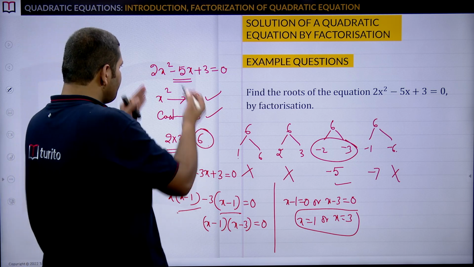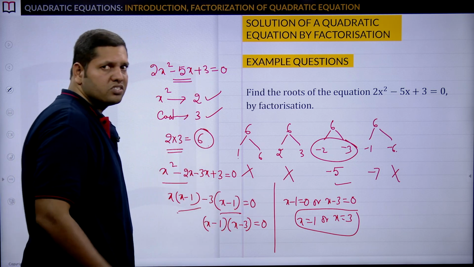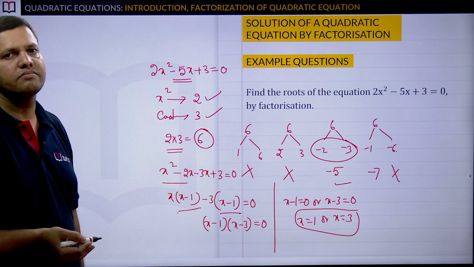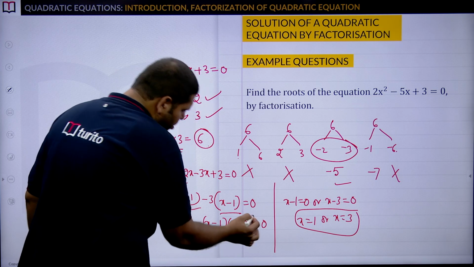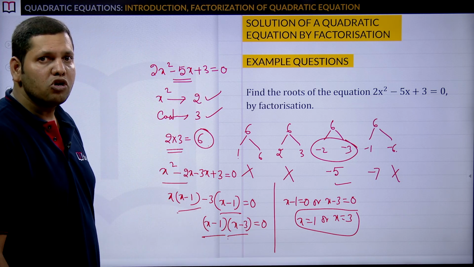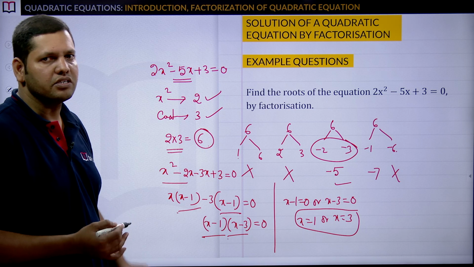Factorization method means what, children? Everything we are writing as a product of two terms. So that is called factorizing. The complete quadratic equation we are writing as the product of two polynomial expressions, linear polynomial expressions. So that is called factorizing.